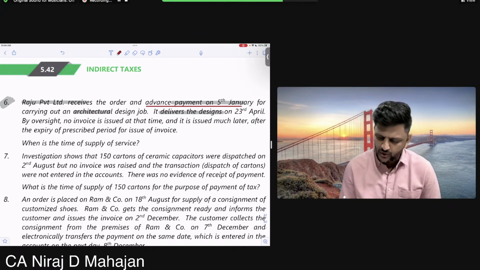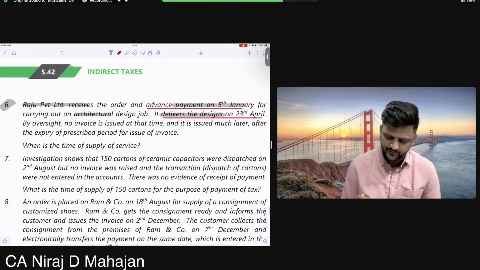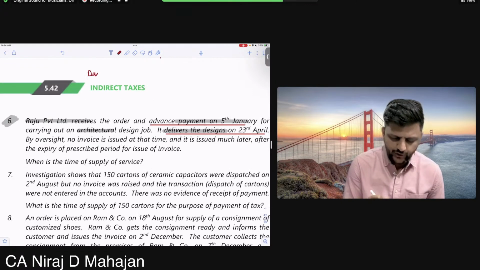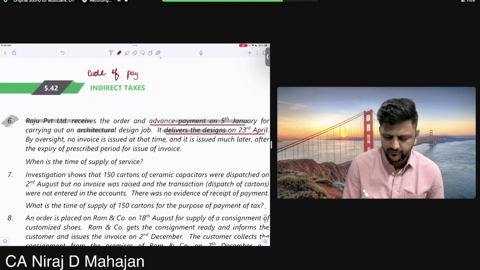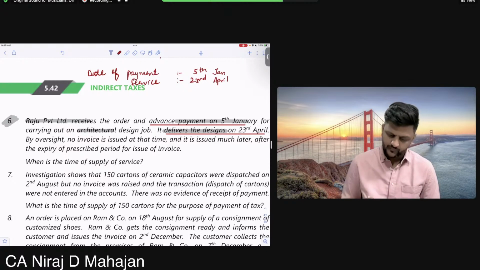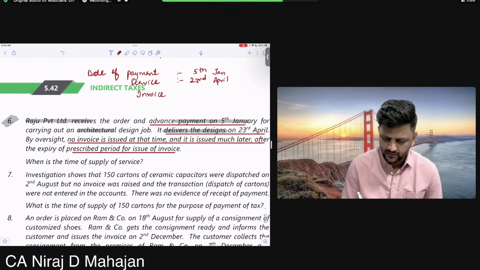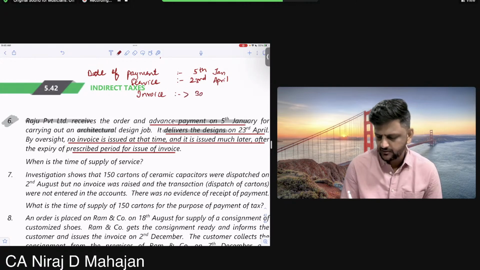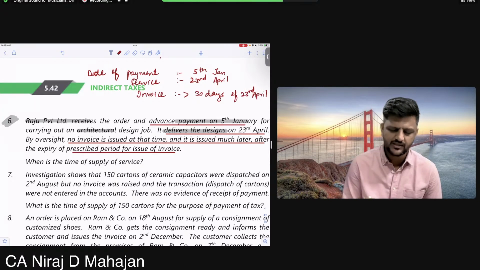It delivers the design on 23rd April. So if you want, I'll just write down here. Check here. Date of payment, or I should write the word receipt, is what? 5th Jan. Date of provision of service, 23rd April. Right, children? And date of invoice after 30 days of 23rd April. What is the answer, but you know this now. Come on. What is the answer?